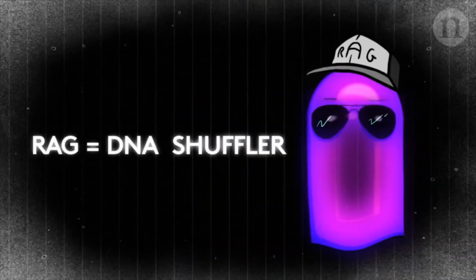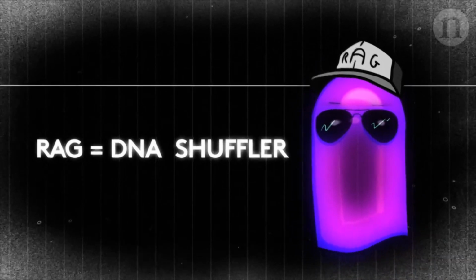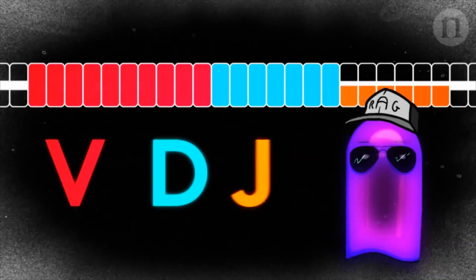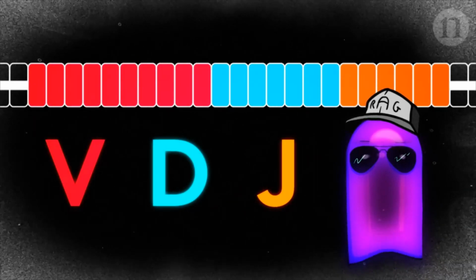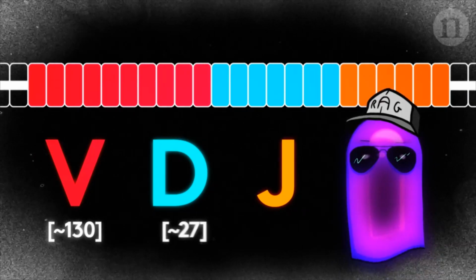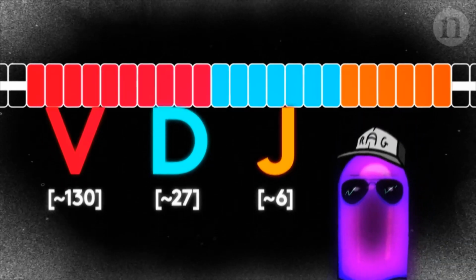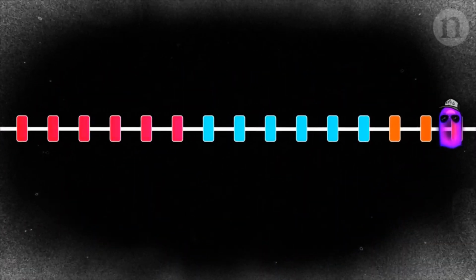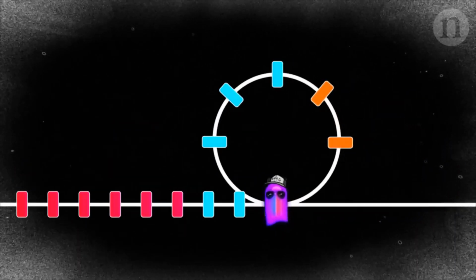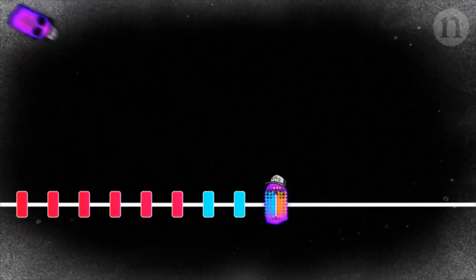RAG is a DNA shuffler. It targets the genes that make the antibody's binding site. There are 3 kinds of gene segments here, called V, D, and J. For the heavy chain of the antibody, humans usually have around 130 different V segments, 27 D segments, and 6 J segments. The RAG enzyme binds to one of the J segments at random, and then to one of the D segments, chopping off the spare DNA between them. Other enzymes then join the ends together.